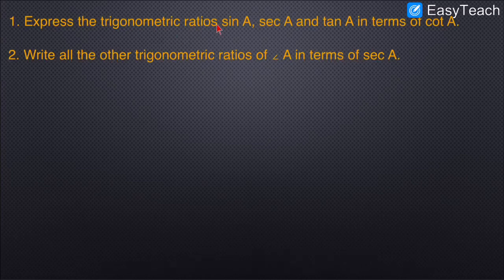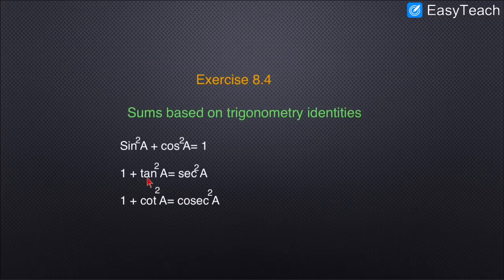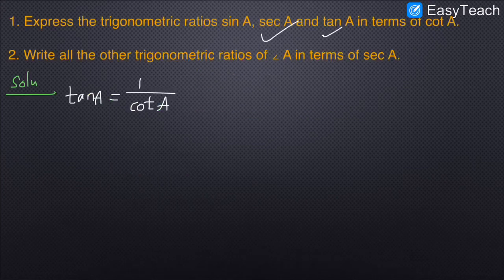Express the trigonometric ratios sin a, secant a and tan a in terms of cot a. So in terms of cot a means the answer should have the term cot a. For example, I take tan a first, which is very easy. We all know that tan a is the reciprocal of cot a. Next I take secant a. What is the trigonometric identity which has secant a? This one, right? 1 plus tan square a equals secant square a. So I am going to use this trigonometric identity.